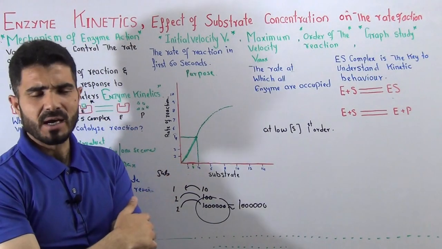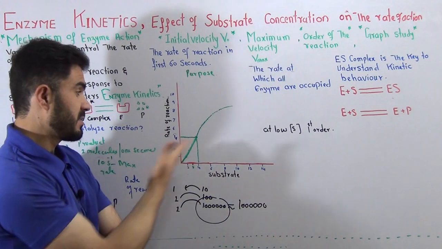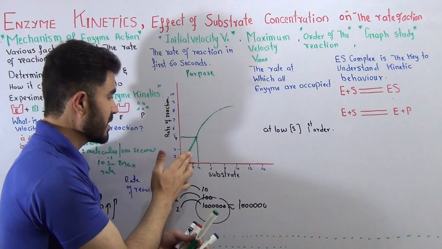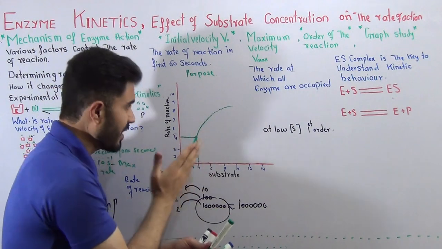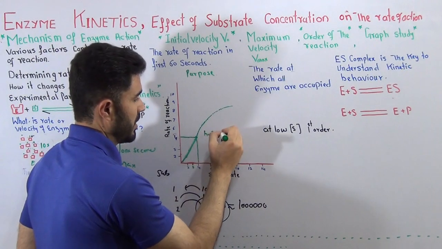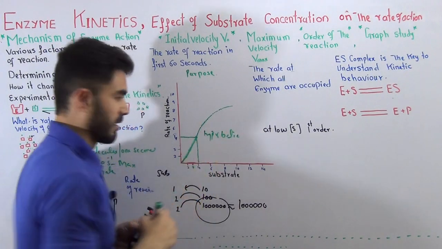This is just mechanistic studies of the enzyme. It is the reality. Whenever you trace a reaction, you will see a graph like this, initially a straight line and then it becomes a curve. This is called a hyperbola, a hyperbolic curve.